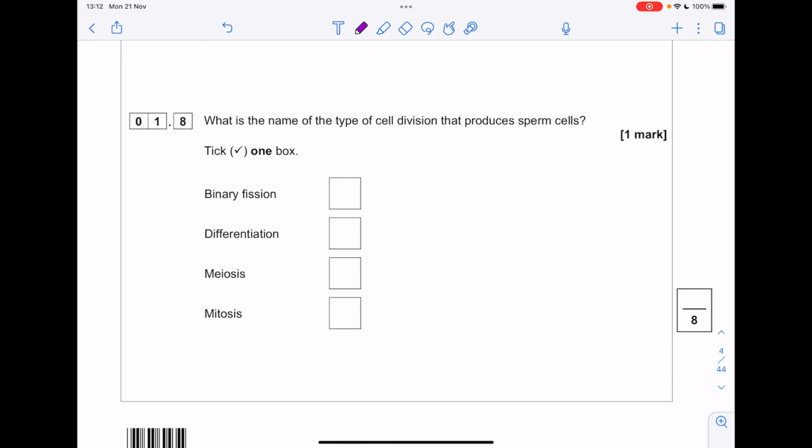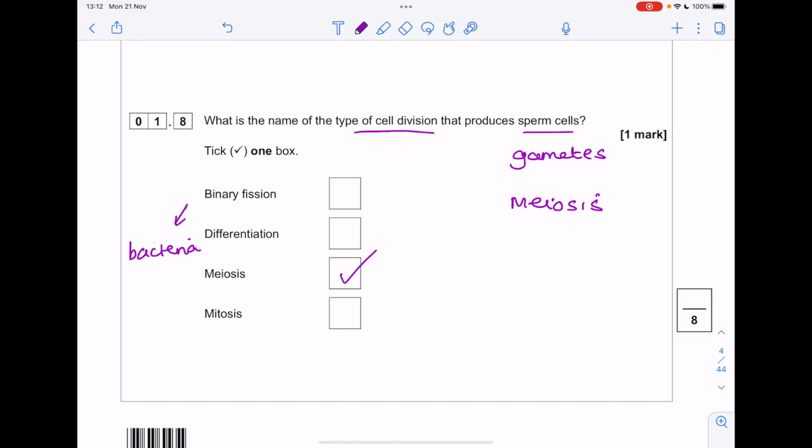What is the name of the type of cell division that produces sperm cells? Well, sperm cells are examples of gametes. Remember, you need meiosis to produce gametes. Binary fission is all to do with bacteria replicating.